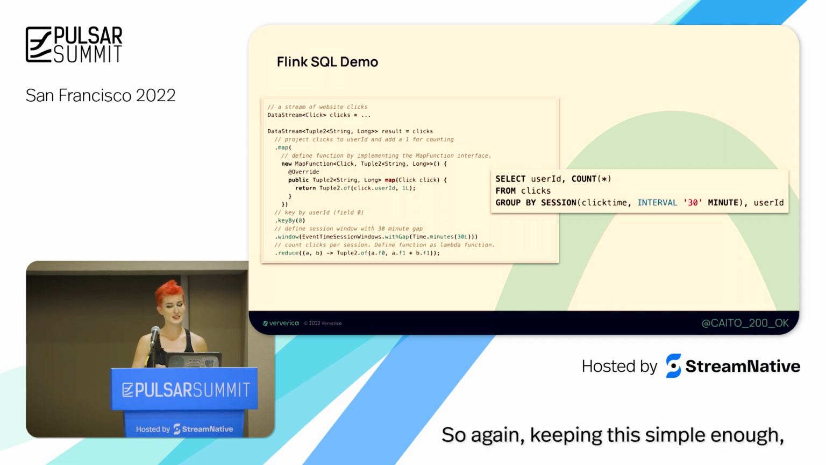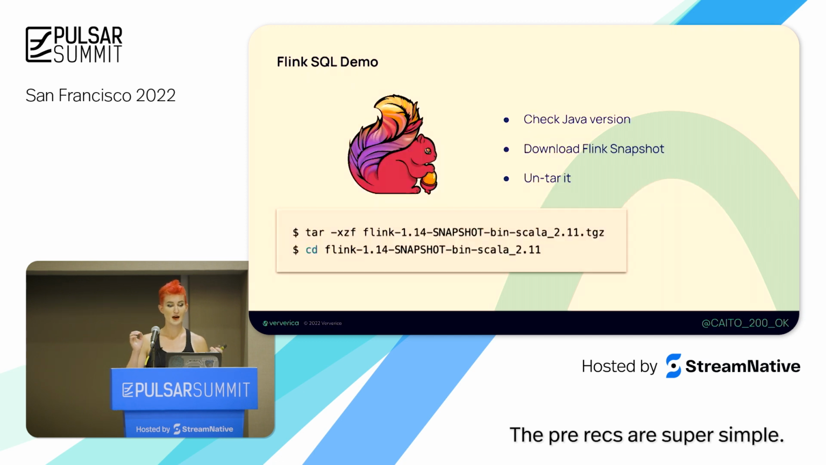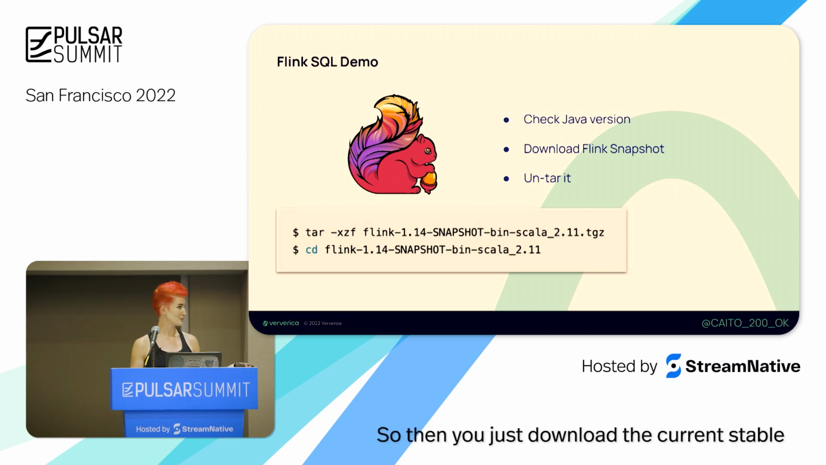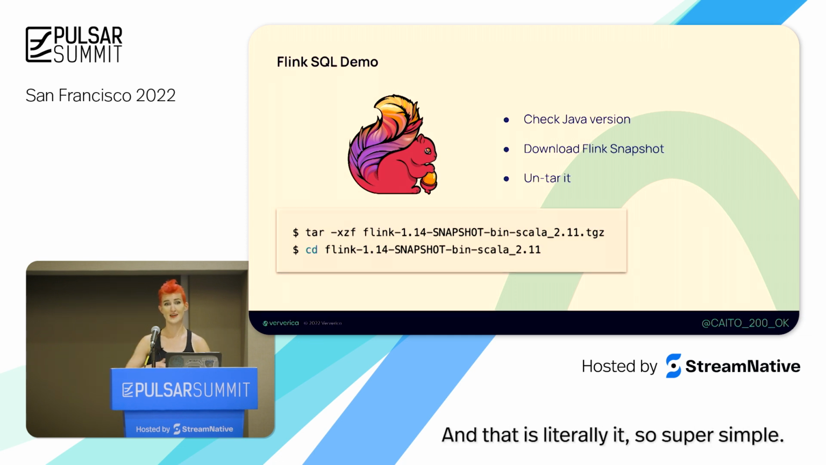So again, keeping this simple enough that you can follow along, the prereqs are super simple. I know it says Java on there, and I promise I am not gonna make you write new Java. But you do need to have Java 8 or 11 installed on your machine because there's dependencies on that on the Java heap in the background. Then you just download the current stable snapshot that's in the Flink docs, and then you untar it. And that is literally it.